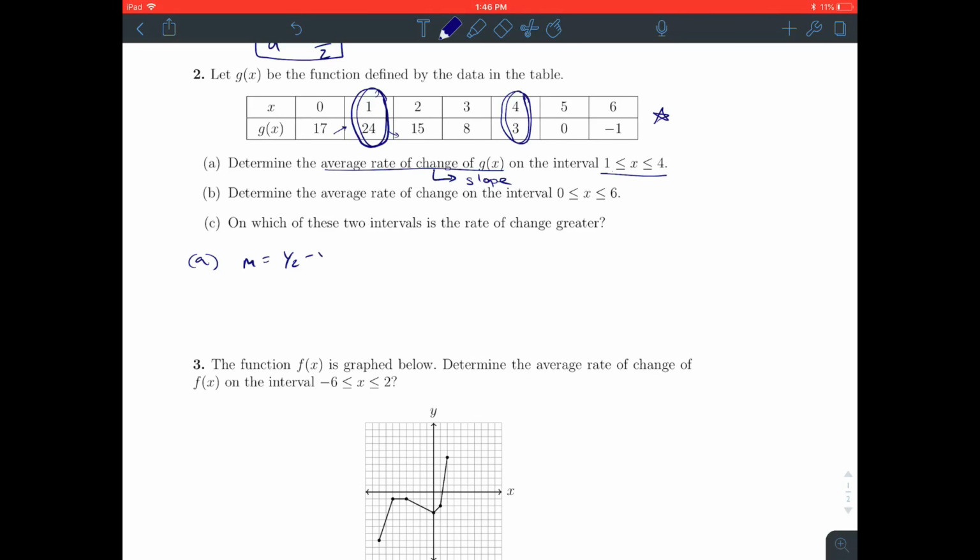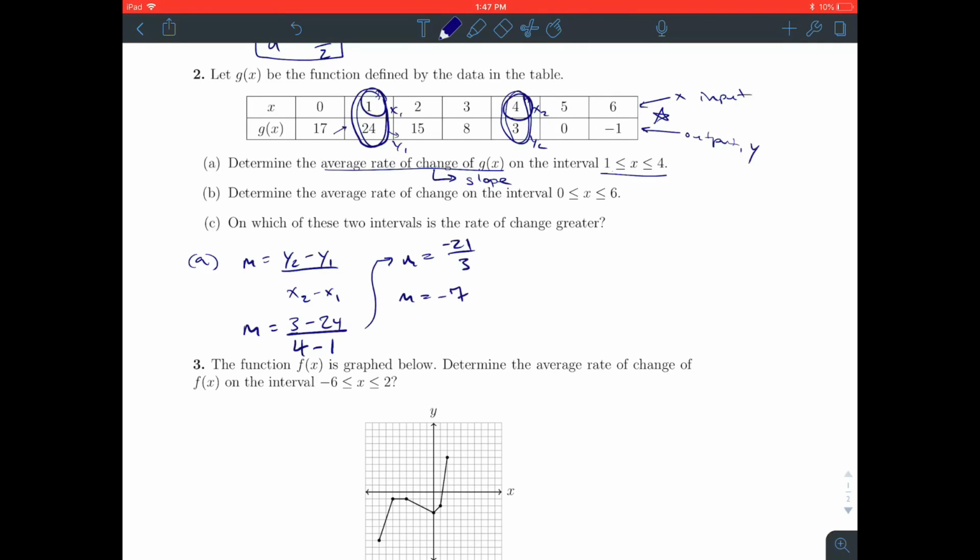Because we're using values from a table, we're going to use the slope formula. Slope is equal to y2 minus y1 over x2 minus x1. Now substituting in from the problem, m is equal to, remember that g of x is the output, so this is y, and the x value is the input. So let's see, y2, x2, y1, x1. We have 3 minus 24 over 4 minus 1. So we find that m is equal to negative 21 over 3, m is equal to negative 7.